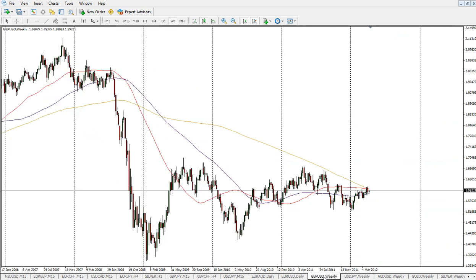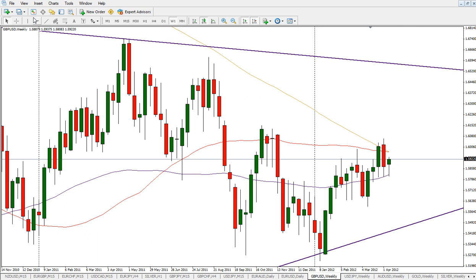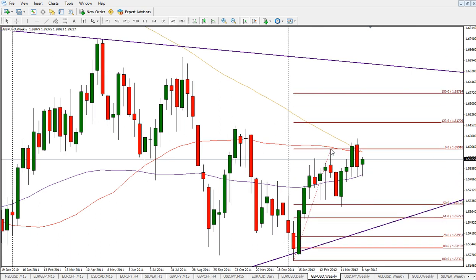Okay, let's have a little look at cable now. In terms of cable, what do we have with this lovely trend line support we've spoken about for months now? We have the top level as well, so it's been going nicely inside this triangle formation. In terms of fibs, if we zoom in, we've spoken about this before. This fib is still in play. We had a lovely reaction off that 50% level there, and the odds are to come up to this 123.6 extension.